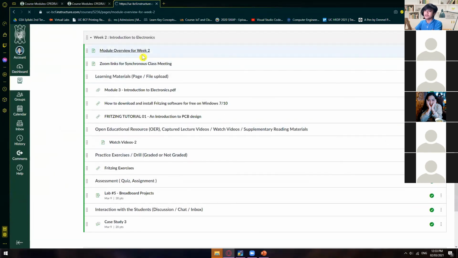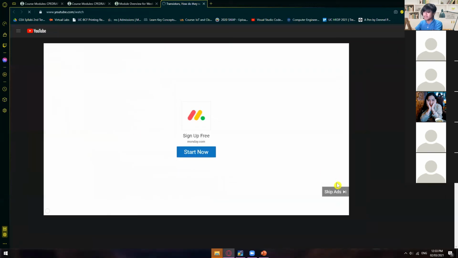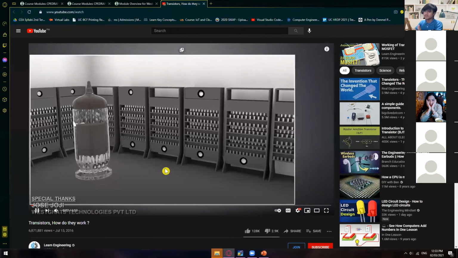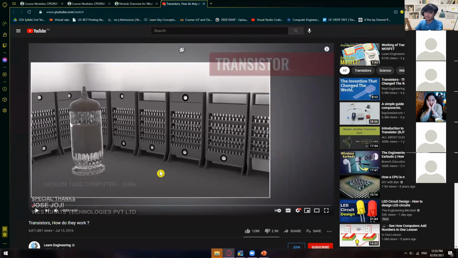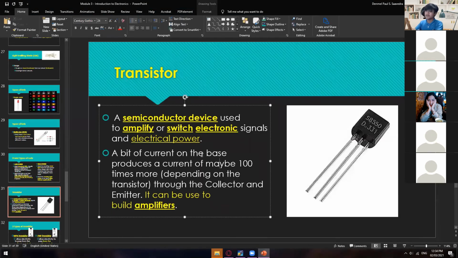Okay, so it's under module overview. And then right here, transistors, how do they work? This is a 6 to 7-minute video. In here, you will be able to fully understand how transistors really work. But for now, I'll just give you a short definition of what a transistor is.